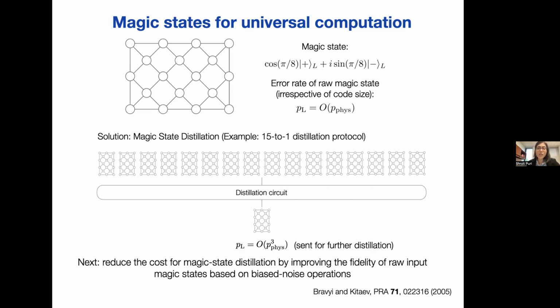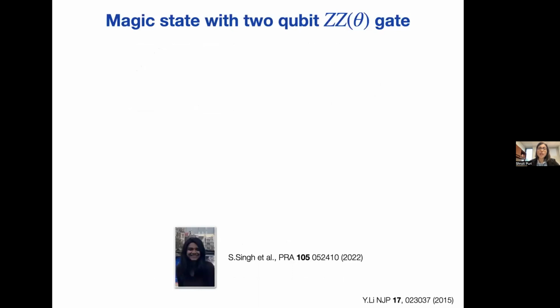So what I'm going to show you next is that we can reduce the cost for magic state distillation by improving the fidelity of the raw input magic state by using the operations that are available in the bias noise architecture. Okay. So the idea is to use a 2-qubit continuous ZZ rotation, which is available in the bias noise architecture. You can do it with a high fidelity, and these are trivially biased gates. So in particular, for the magic state that I showed in the previous slide, we will use this gate. So it's an e to the i pi over 8 ZZ gate.